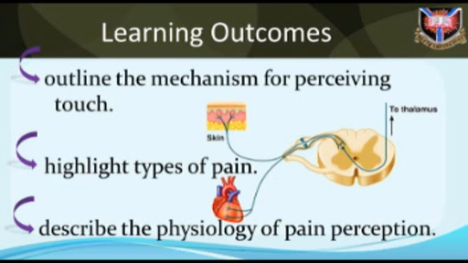Learning outcomes. At the end of this study session, you should be able to: 1. Present the senses of touch. 2. Outline the mechanism for perceiving touch. 3. Highlight types of pain. 4. Describe the physiology of pain perception.